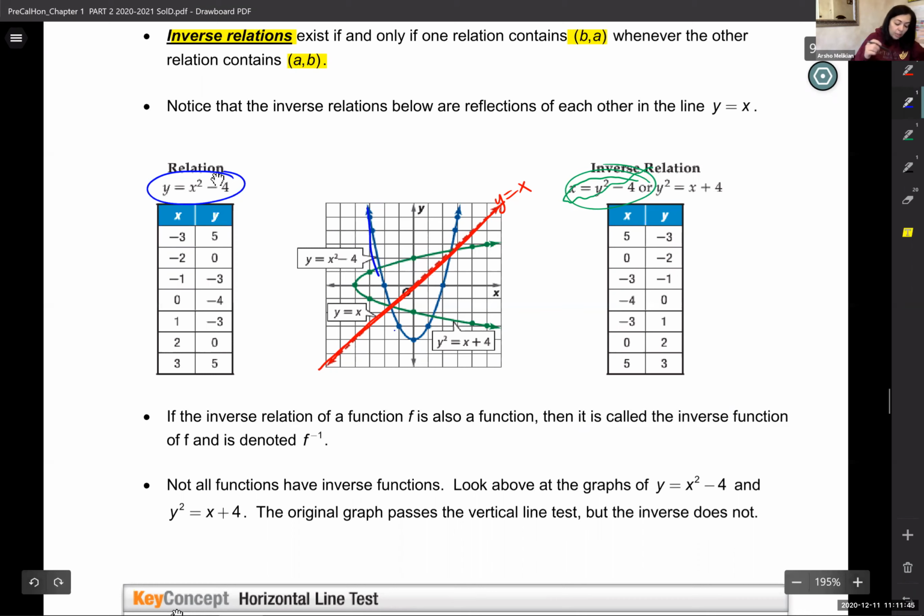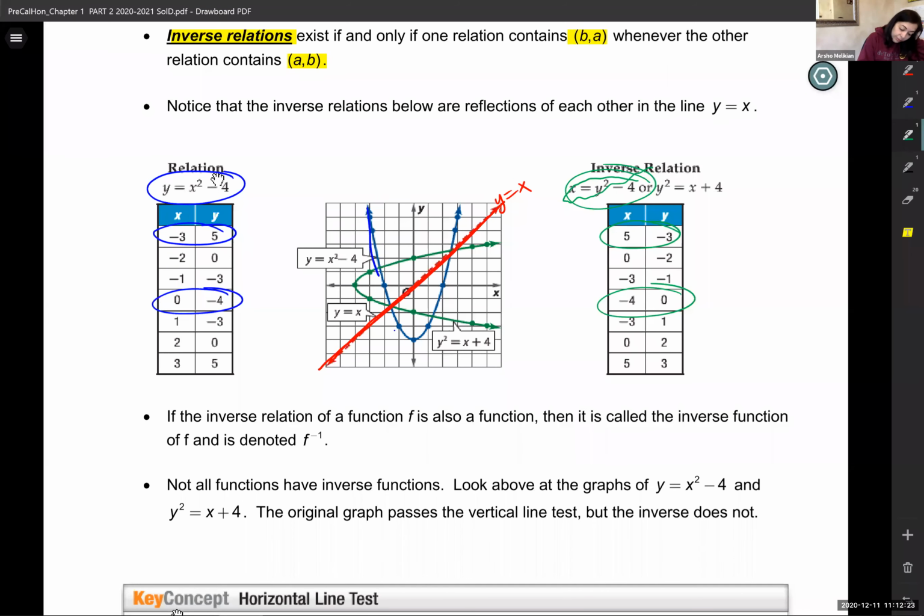If you look at it just by coordinate points, take a look at the table on the left-hand side. I have a coordinate -3, 5. In the inverse, that corresponds to 5, -3. Another one, 0, -4 corresponds to -4, 0. So all the x's become y's and all the y's become x's. All right, so those are the two things that are important.